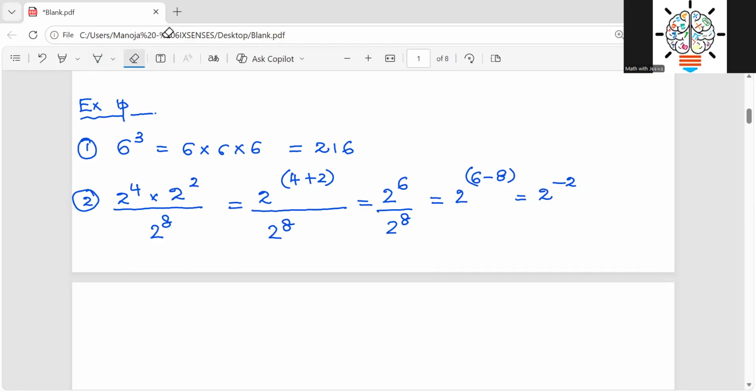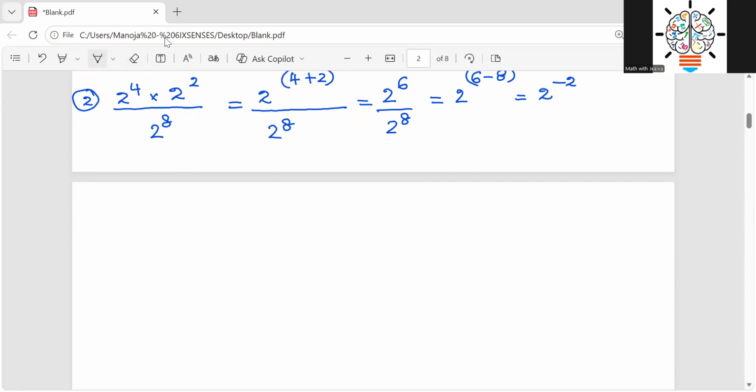4 plus 2, 6. 6 minus 8, minus 2. You don't want to find the value because here specifically they have asked you to keep the answer in index form, right? So then we will move to question number 3.